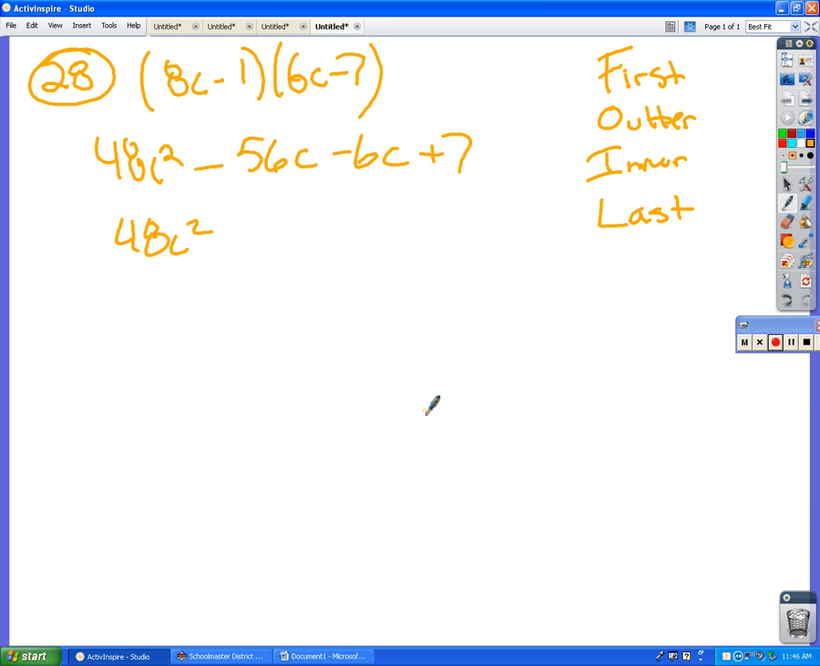Oftentimes, these middle terms can be combined. Negative 56c minus 6c is a total of how many c's? Negative 62c. So this, right there, is my final answer.